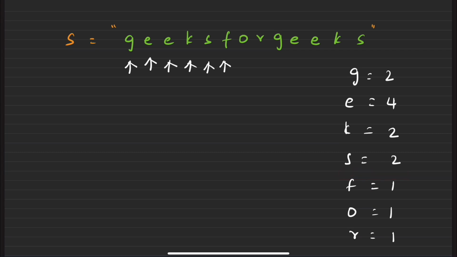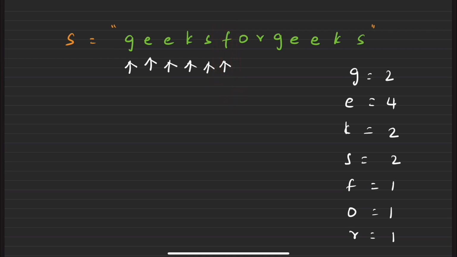Now F frequency is 1. That means F has occurred only once in the whole string. So F is the character which has occurred only once in the whole string. And as we are going sequentially from starting position to ending position, F is the first non-repeating character. Simple. So here itself we can return F as the result, right?